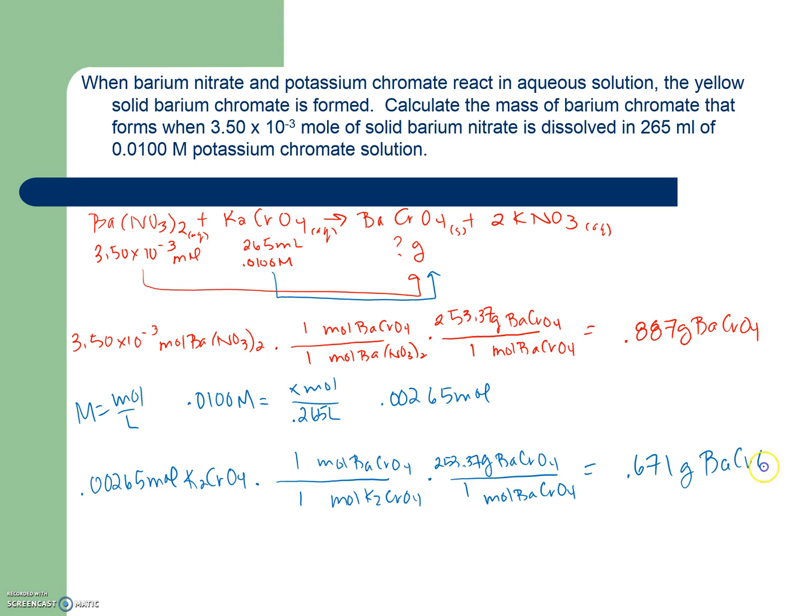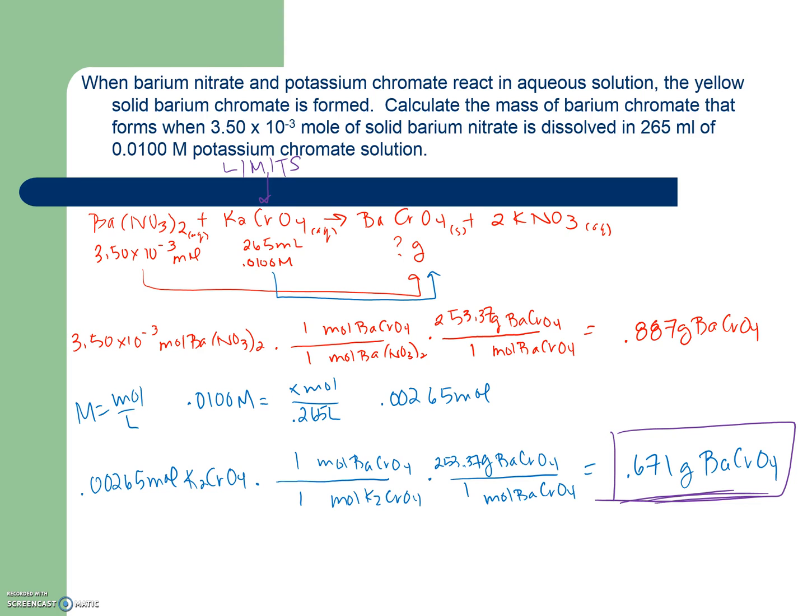That means I'll get myself a new color here. Let's go with purple. That means that this is the least amount produced. So this is my answer, and therefore it comes back to tell me that this is what limits my reaction.